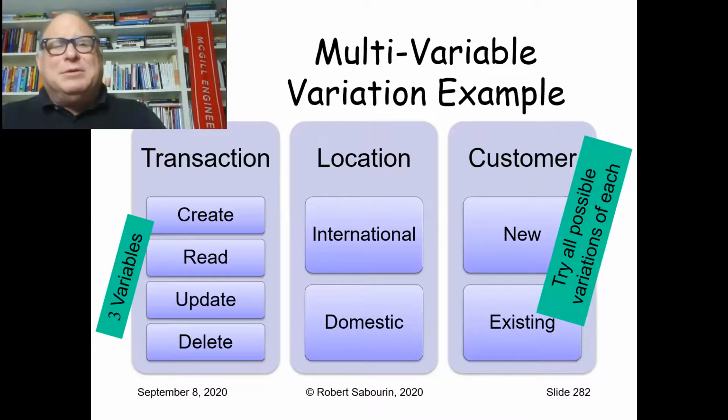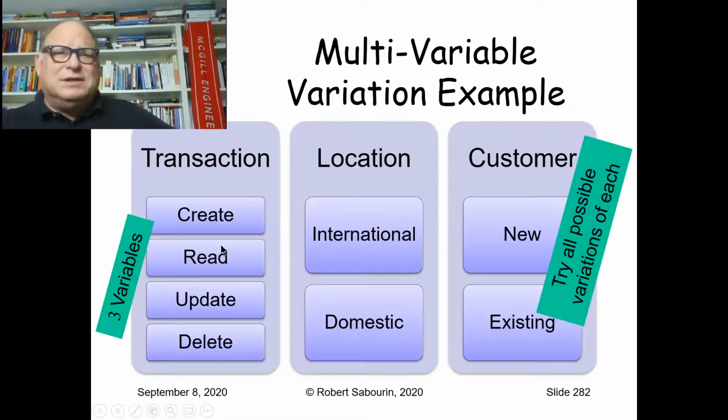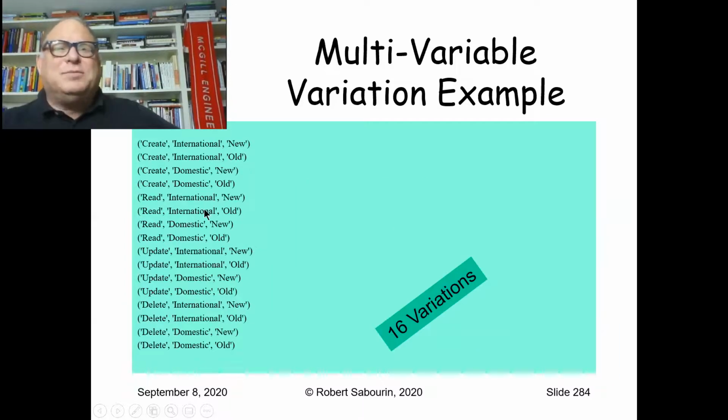We want to be able to try all possible variations of each, which would mean we want to have 3 times 2 times 2, which is 6 times 2 is 12 different tests, if I'm not mistaken. To build the set, you just create the 3 lists: the transaction, location, and customer. Then you use the product operation in the itertools library, and it will generate all of the possible combinations of 3. There's 16 variations of them. That's pretty graceful to come up with that.